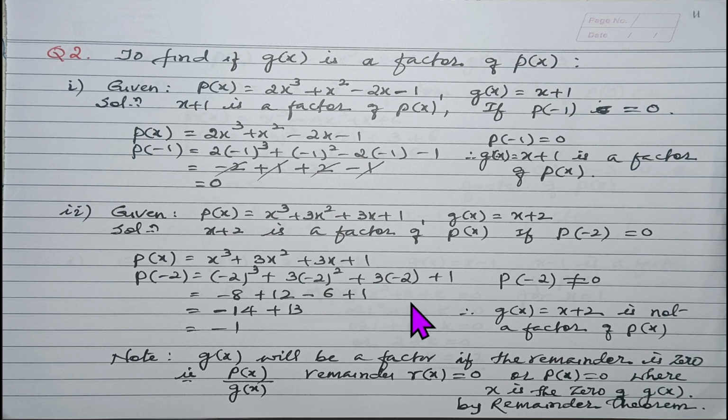Now please remember this. You have to know how to apply the remainder theorem and the factor theorem in solving these examples. So I have made a note here. Please understand, g of x will be a factor if the remainder is 0. That means if I divide p of x by g of x, the remainder should come 0. That is, r of x must be equal to 0 for g of x to be a factor of p of x, and this remainder can be found by the remainder theorem, and if the remainder comes 0, definitely by the factor theorem that will be a factor of the given polynomial.